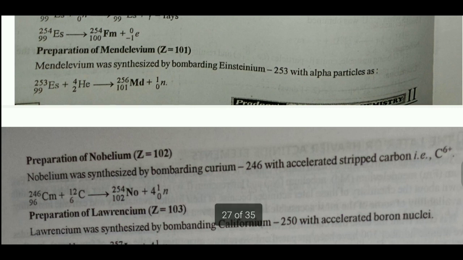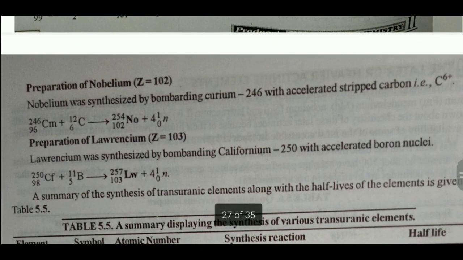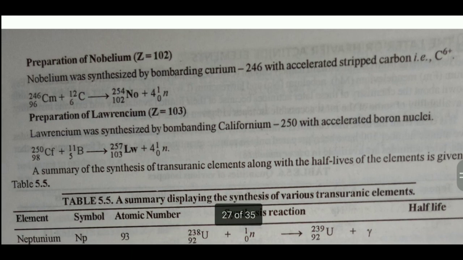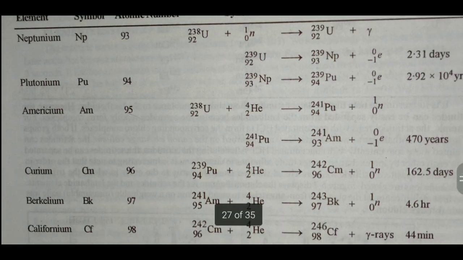Mendelevium was synthesized by bombarding einsteinium-253 with alpha particles. Preparation of nobelium. Nobelium was synthesized by bombarding curium-246 with accelerated stripped carbon, that is C6+. Preparation of lawrencium. Lawrencium was synthesized by bombarding californium-250 with accelerated boron nuclei. A summary of the synthesis of transuranic elements along with the half-lives of the elements is given in Table 5.5.